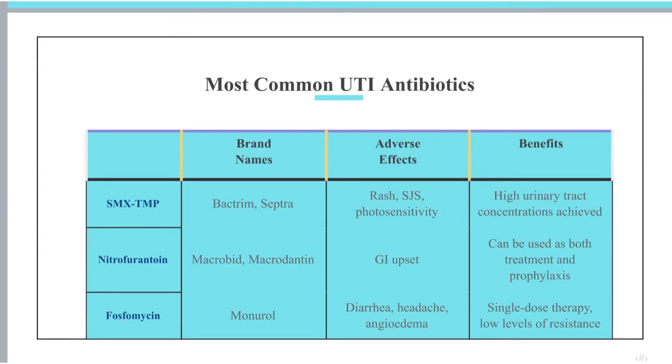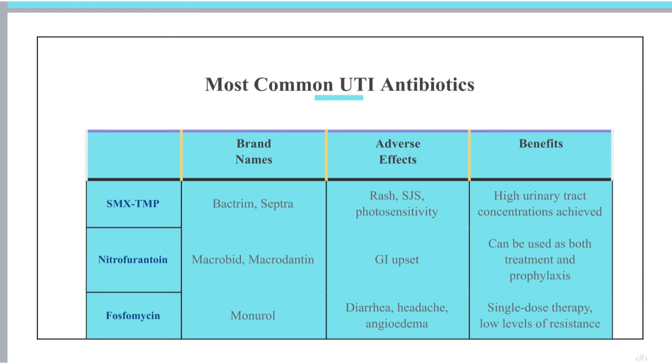Here's a quick list of the most common medications used to treat UTIs. SMX-TMP is an abbreviation for sulfamethoxazole trimethoprim. It's commonly known as Bactrim or Septra. It does reach very high urinary tract concentrations, and therefore we can use it for a very short period of time with great results. It does have some adverse effects that the patient should be aware of. Rash is common, but more serious side effects like photosensitivity and Stevens-Johnson syndrome are possible.